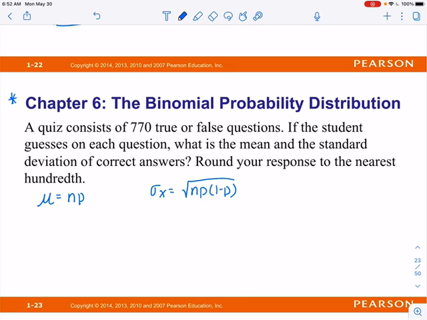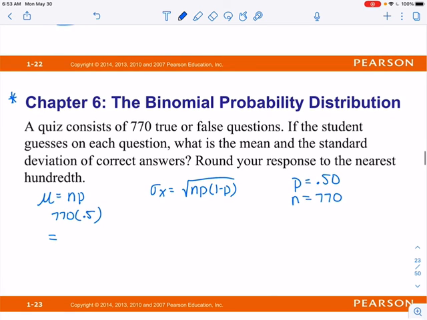Okay, so the only thing that we need to know here is what n and p are. If it's a true-false question, your probability that you're going to get it correct is 50%. So that's going to be 0.5 or 0.50, doesn't matter. And our n here is the number of questions that there are, which is going to be 770. So our mean is going to be 770 times 0.5, which will give you an answer of 385. Again, just because I wrote that in shorthand, I'm going to tell you that that's the mean again.